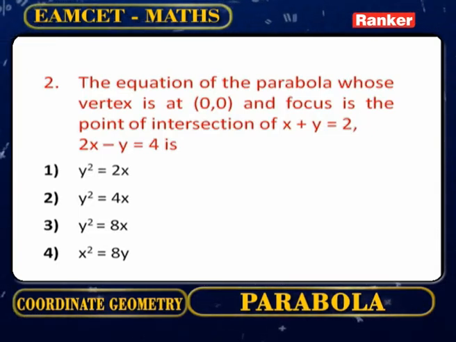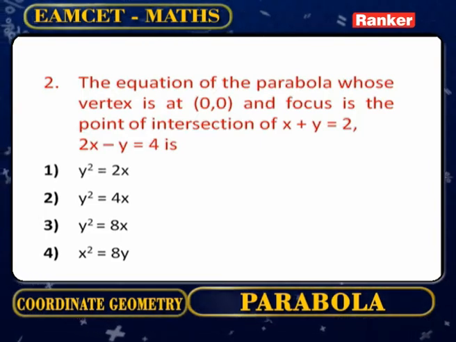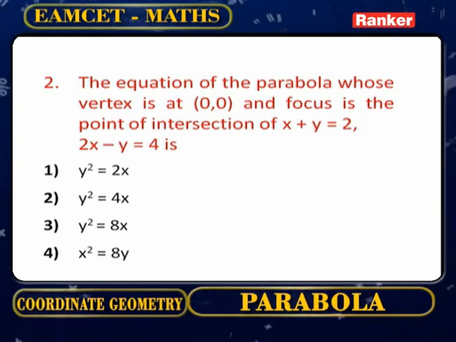Find the equation of the parabola whose vertex is (0, 0) and whose focus is the point of intersection of the lines x + y = 2 and 2x - y = 4. The focus is the point of intersection of the given lines, and the vertex is (0, 0). Now by solving the two equations we get the focus.